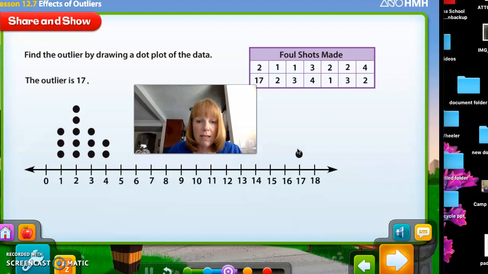For each of the math problems in lesson 12.7, you will have to find the mean and the median, including the outlier and without the outlier, to see if either of those values are changed by including the outlier.